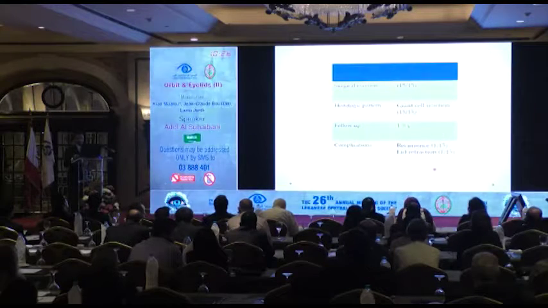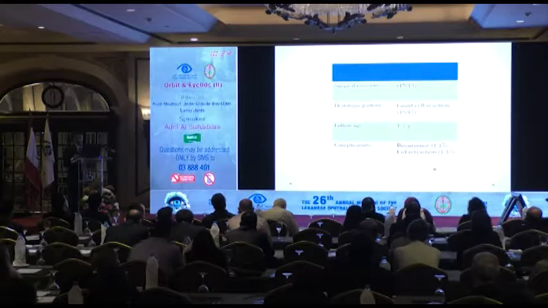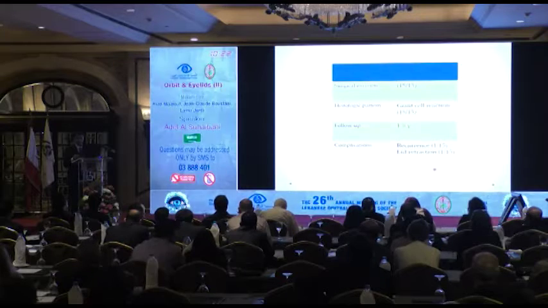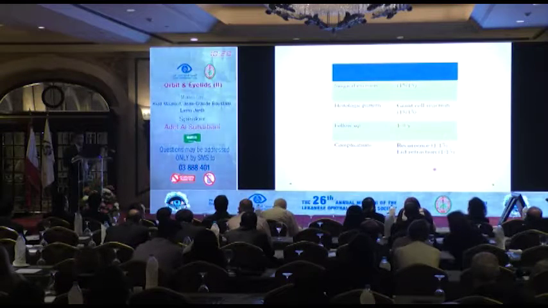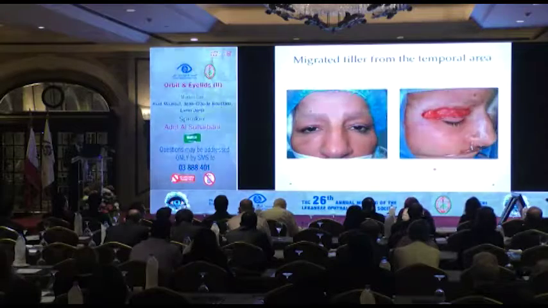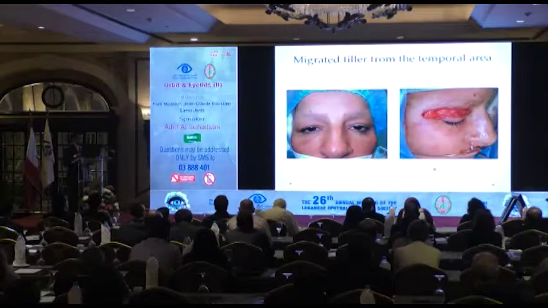What about the complications? We had 1 patient who had a recurrence 2 years after the injection, after excision of the migrated material, and 1 patient developed lower lid retraction. And this is one of the patients presented.